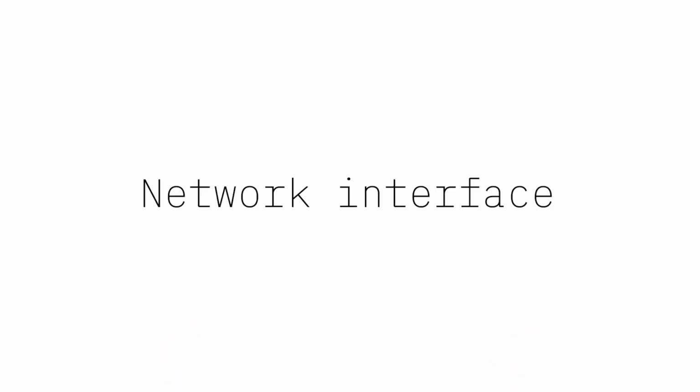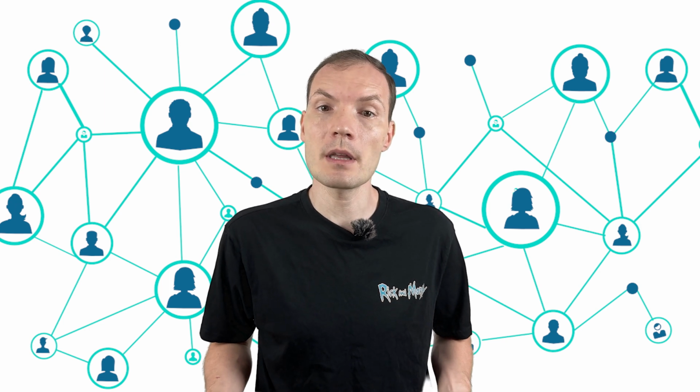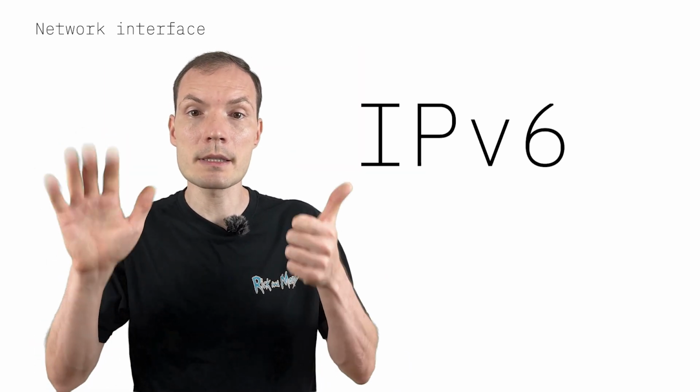Network interface is used to transfer information between other computers in the network. Modern computers use IPv4 or IPv6 to communicate with each other over various media such as copper wire, fiber optic cables, and Wi-Fi.